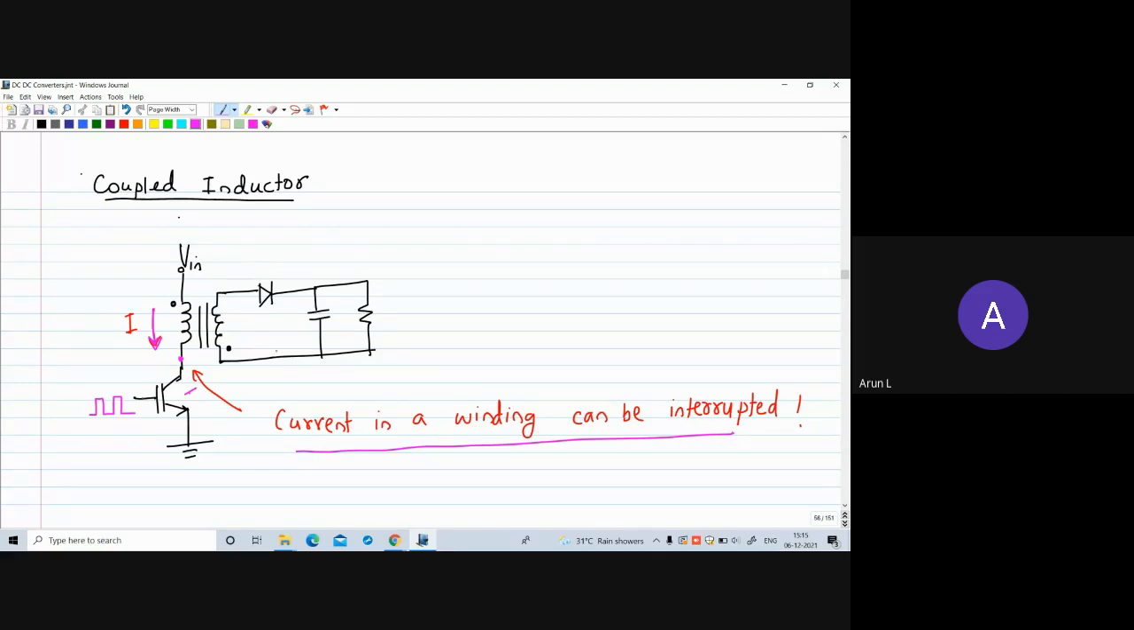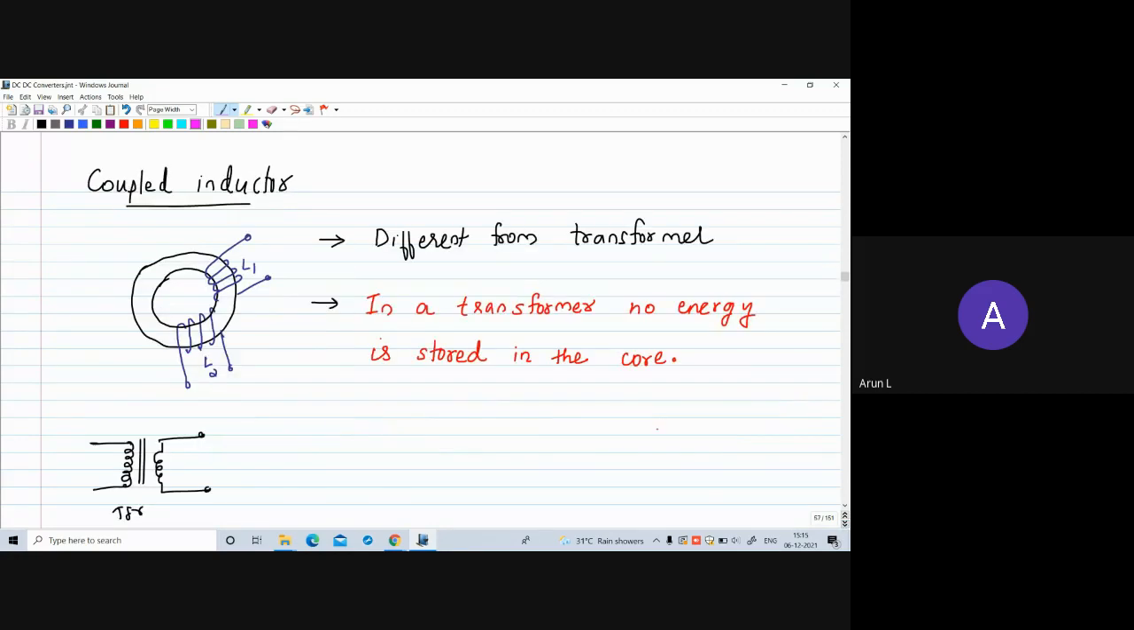That is another question. So here we can understand the difference between a coupled inductor and a transformer. What is shown here in a flyback converter is actually not a transformer in the usual sense. It is a coupled inductor. There is a big difference between a coupled inductor and a transformer. So here I have shown a coupled inductance. You have a core and two windings, L1 and L2, with inductance values L1 and L2. So this is different from a transformer.